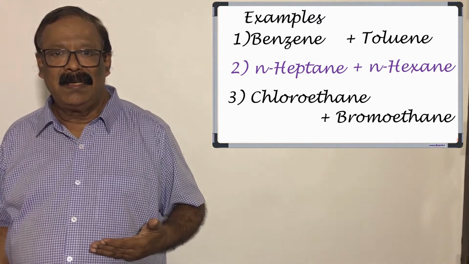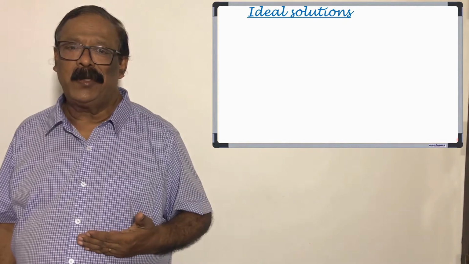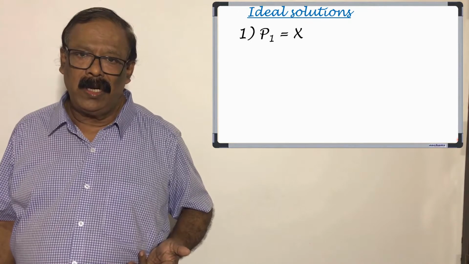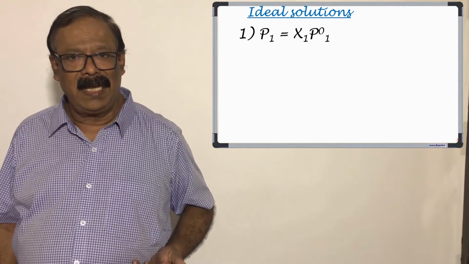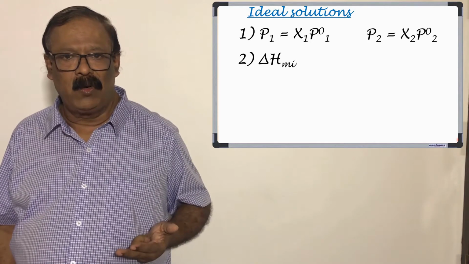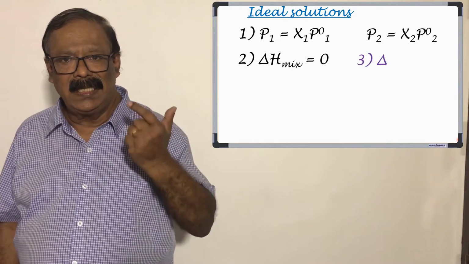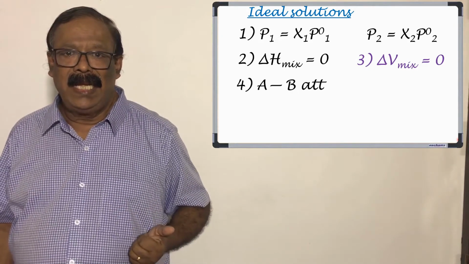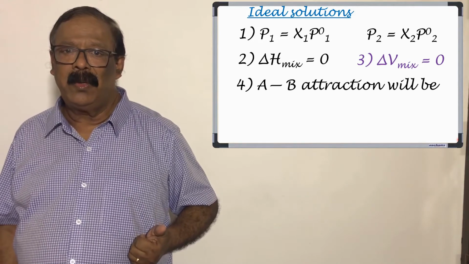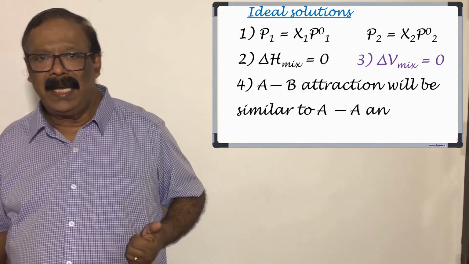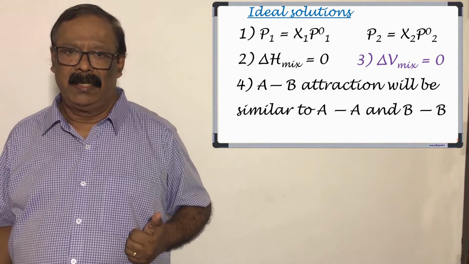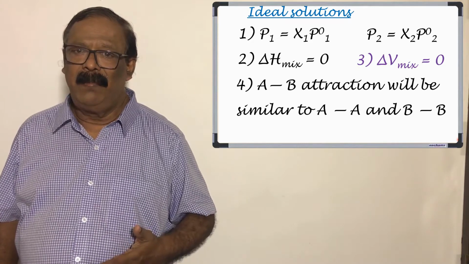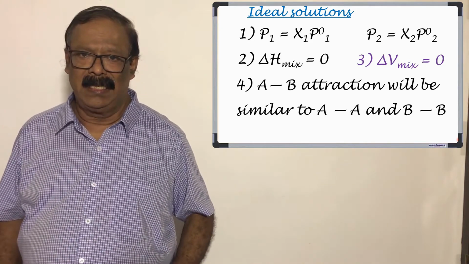To sum up, what are the properties of ideal solutions? First, they obey Raoult's law at all compositions. Secondly, delta H mix equal to 0. Third, delta V mix equal to 0. Fourth, AB attraction will be similar to AA attraction and BB attraction. The vapor pressure of the solution which behave ideally will be in between that of the components.